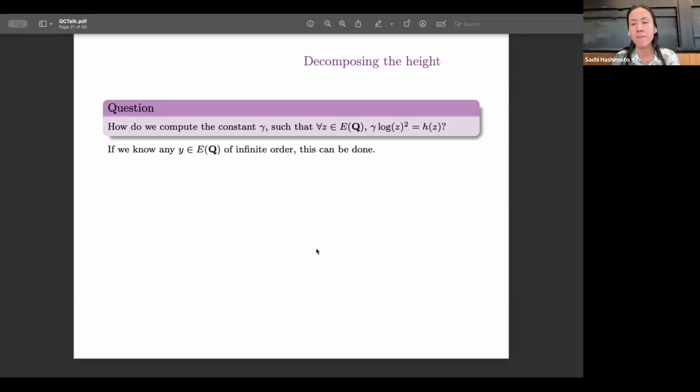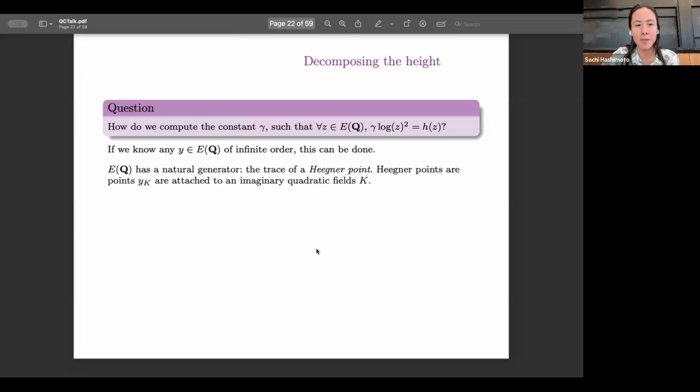And so kind of an immediate answer you have is, well, find any point of infinite order in the Mordell-Weil group, and then compute the left-hand side, log squared of that point of infinite order, and compute the right-hand side, h of this point, and then divide the two numbers. This is a little unsatisfying.